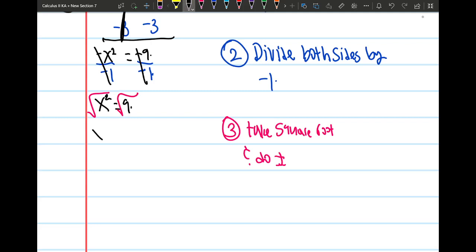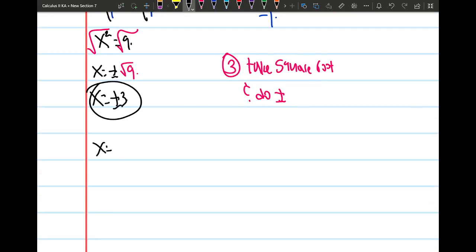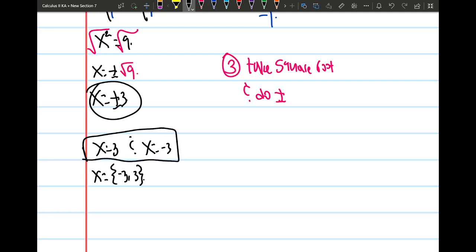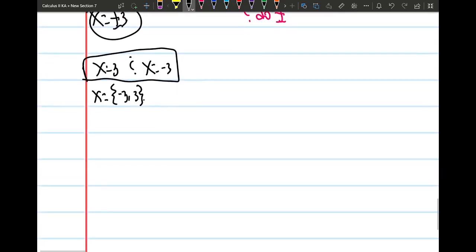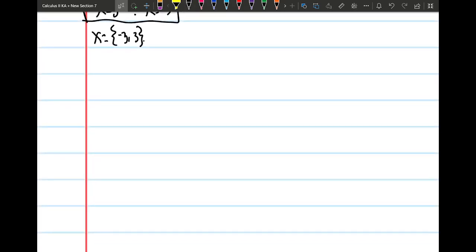We would then do x is equal to plus or minus, and it would be the square root of 9. So the square root of 9 we know is just 3. In this case, it would be plus or minus 3. You can leave it like this. You can also just say x equals 3 and x equals negative 3, or x equals negative 3, 3. It doesn't matter. It depends on your teacher, professor, but as long as you get the right answers.